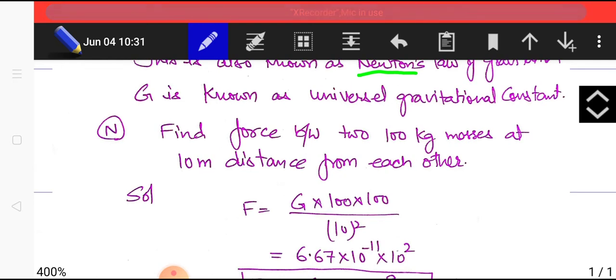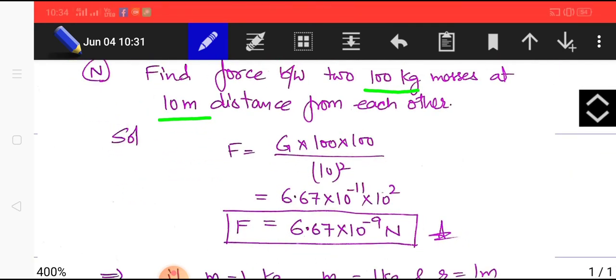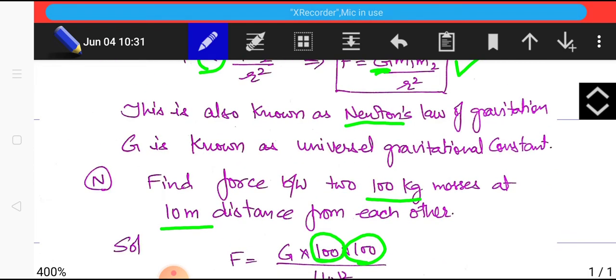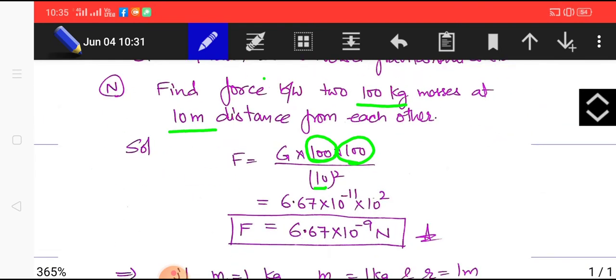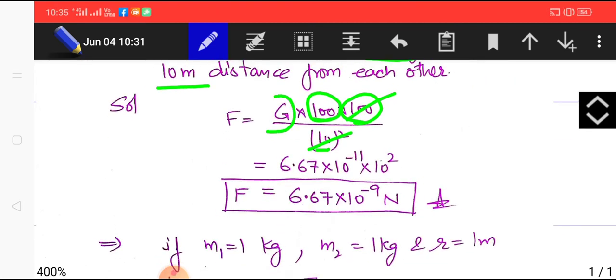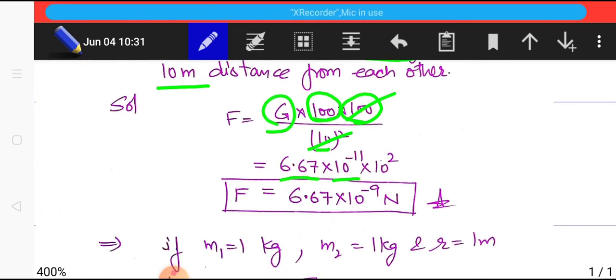Let us understand it by an example. Find the force between two 100 kg masses at 10 meter distance from each other. So you can see the formula is G m1 m2 by r square. So m1 is 100, m2 is also 100 and r is given 10 meter. And in formula there is square of r. Hence we put 10 square. So this 10 square is 100 and 100 will get cancelled. And the value of G is 6.67 into 10 raised to power minus 11 into 10 raised to power 2.